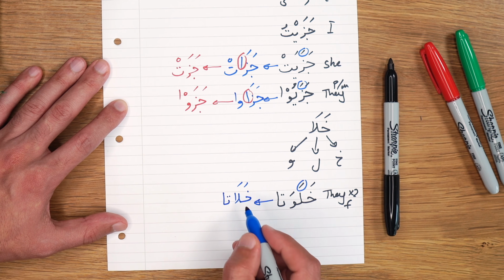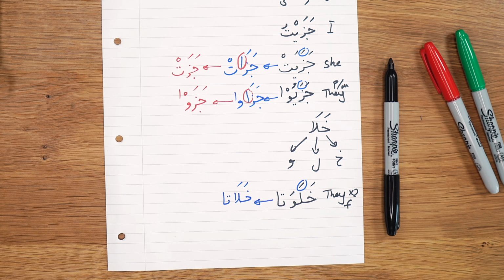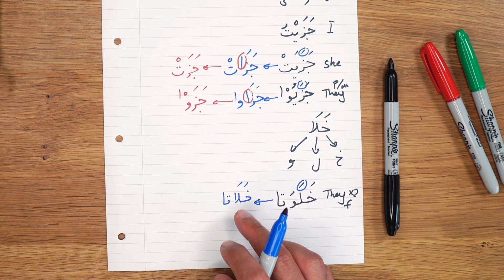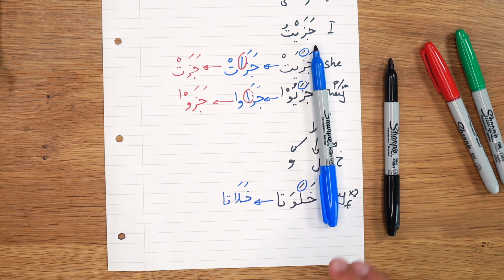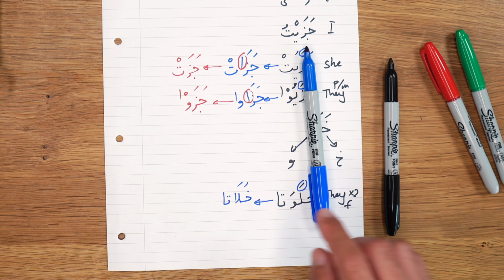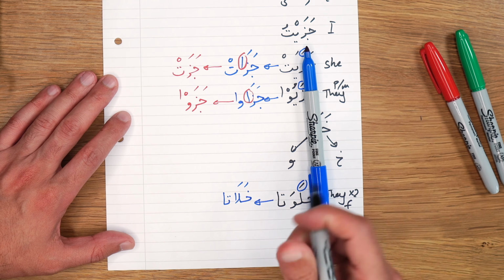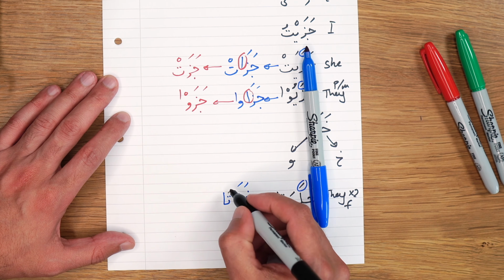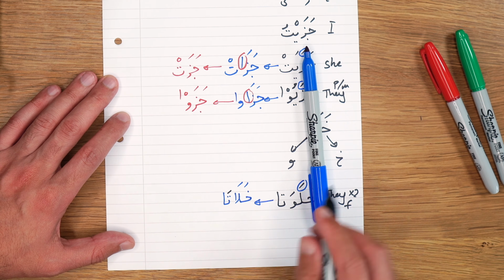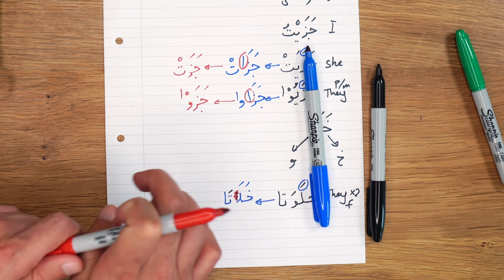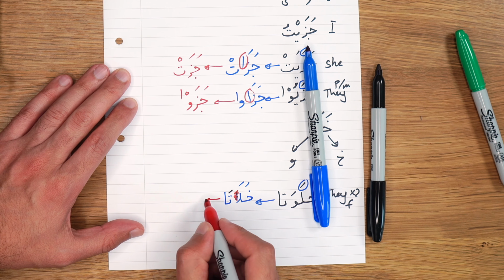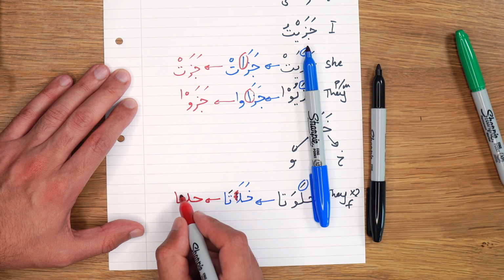Khalaata. Now over here we said that this rule is exempted in the dual. In other words, we're going to get rid of the alif here. Normally we would only get rid of the alif if there was a sukoon after it, but there isn't. It's actually a fatha after it, but we're going to get rid of this alif because this is the one where we said in the dual feminine we actually don't have it. So it's going to become khalata.